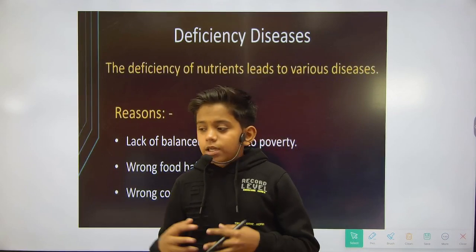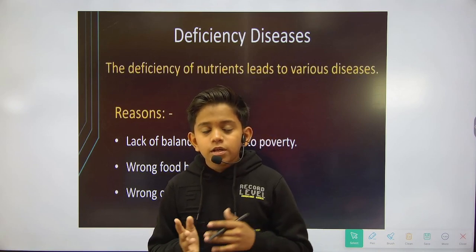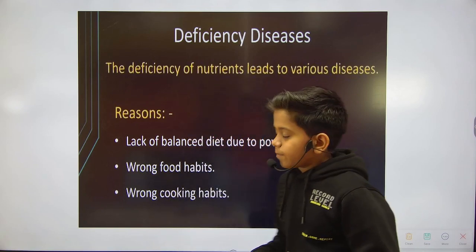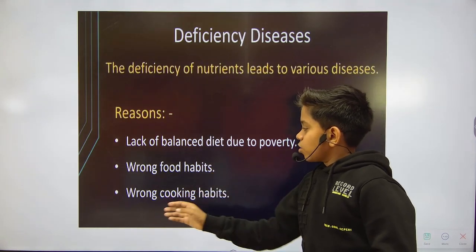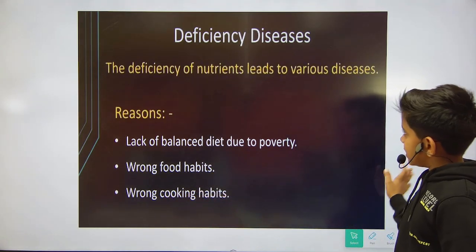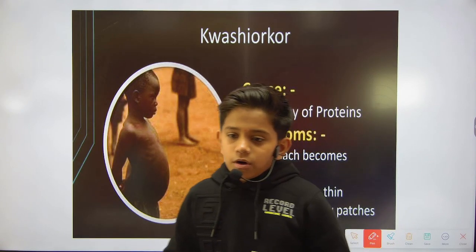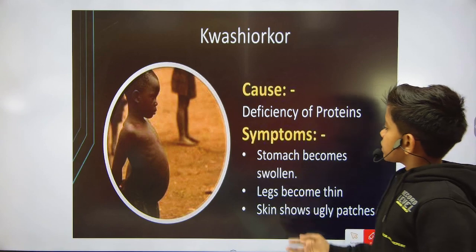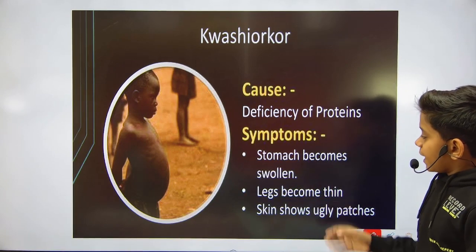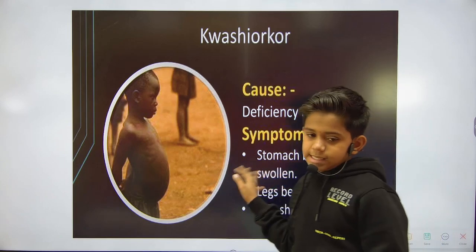Means suppose any nutrient is there, and if there is a lack of that nutrient in our body, so deficiency diseases happen. Lack of balanced diet due to poverty, wrong food habits, wrong cooking habits leads to deficiency diseases. First of all, we have kwashiorkor. Kwashiorkor is caused because of the deficiency of proteins. Symptoms are stomach becomes swollen and legs become thin and skin shows ugly patches.